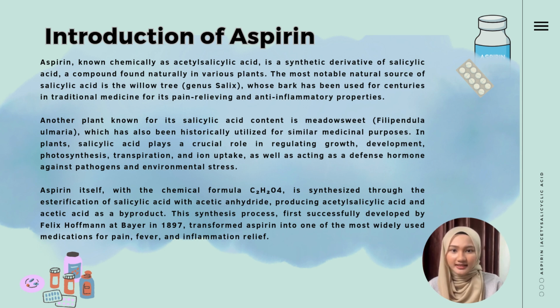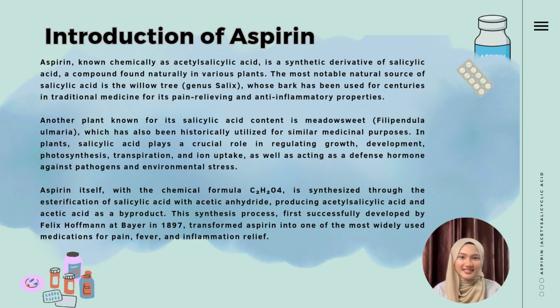Aspirin is a synthetic derivative of salicylic acid, which is a compound found naturally in many plants. One of the most well-known natural sources of salicylic acid is the willow tree, from the Salix genus. The bark of this tree has been used for centuries in traditional medicine because of its pain relieving and anti-inflammatory properties. Besides the willow tree, another plant that contains salicylic acid is meadowsweet, or Filipendula ulmaria. This plant has also been used historically for similar medical purposes.